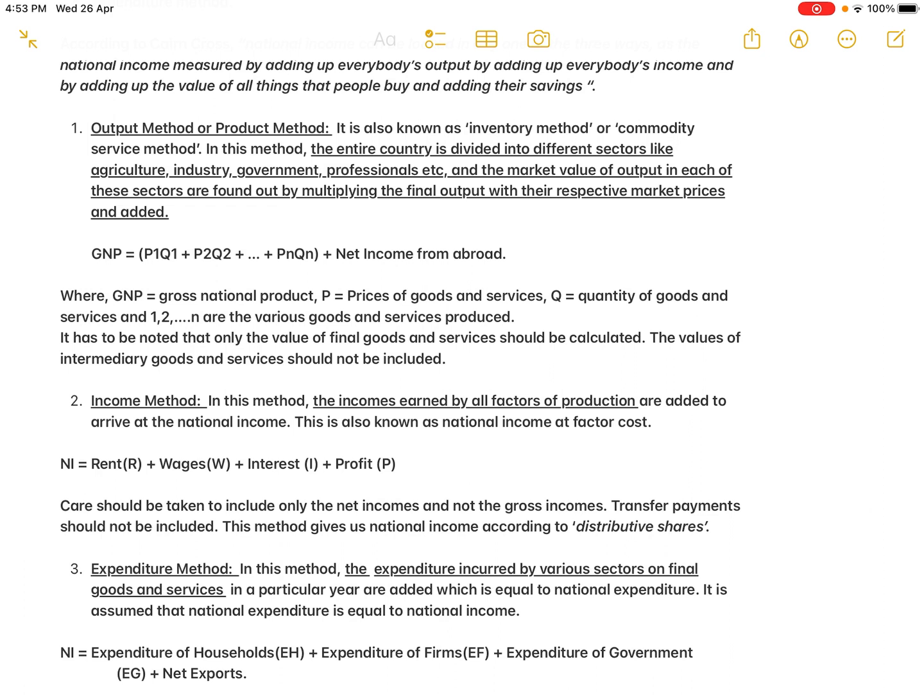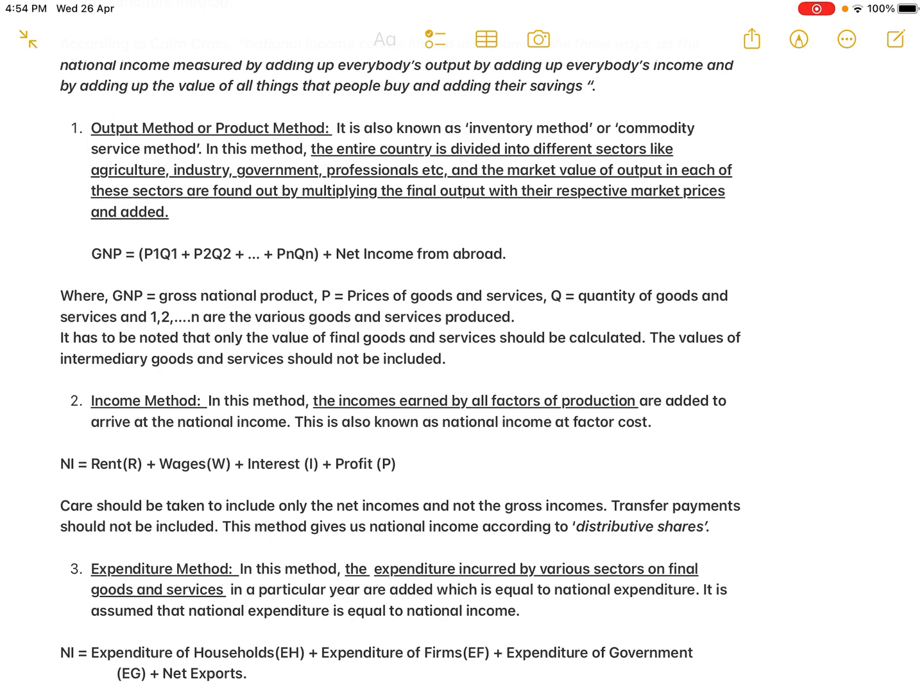Why? Transfer payments, like old age pensions, scholarships, unemployment allowances, all come under the category of transfer. Donations and charity also come under the category of transfer payments. Transfer payments should not be included because the people who are receiving this kind of income are not contributing anything to the national income of the country. So that should not be included in the calculation of national income.